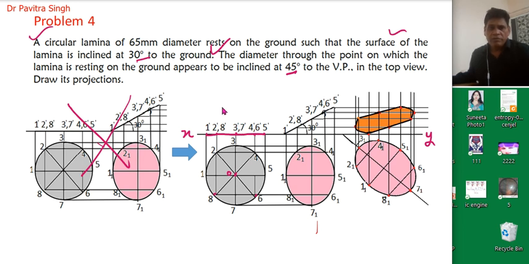Okay, now we will follow the given condition. It is given that it is inclined 30 degree with the ground or with the horizontal plane. So we will redraw this front view here at an angle of 30 degree. Okay, so all dimensions, means length of points, will be same.